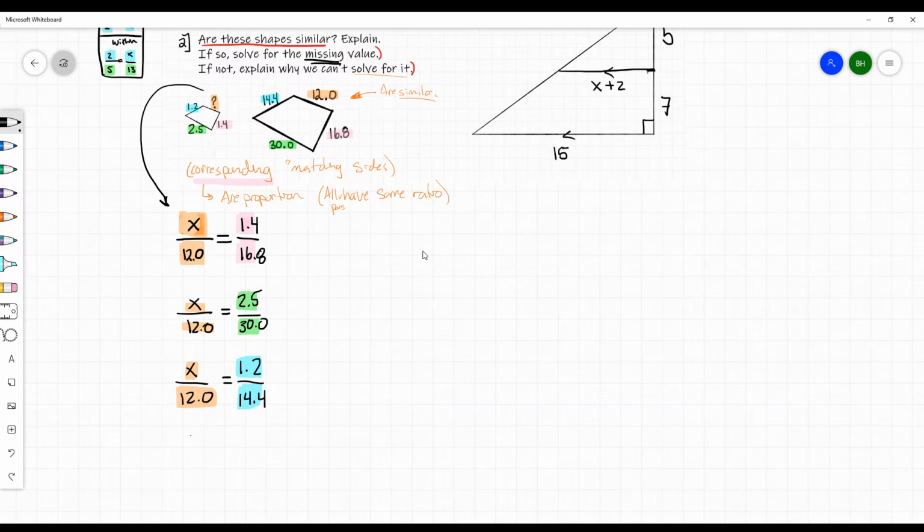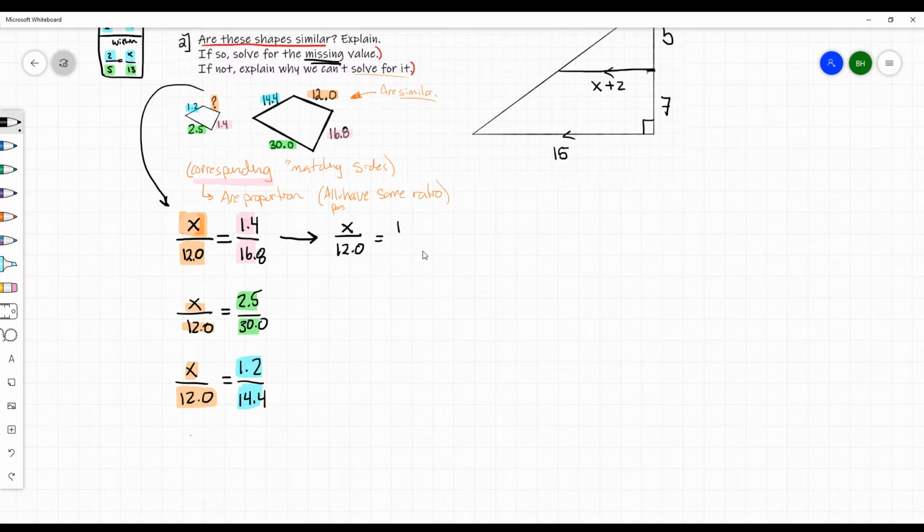So for all of these values, you could take your pick and solve any single one of them just to see what you get. Okay. So for the sake of this problem, let's go ahead with this first one with the pink ratio with 1.4 and 16.8, and let's see what we get.